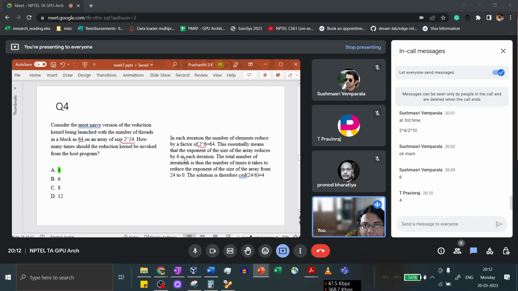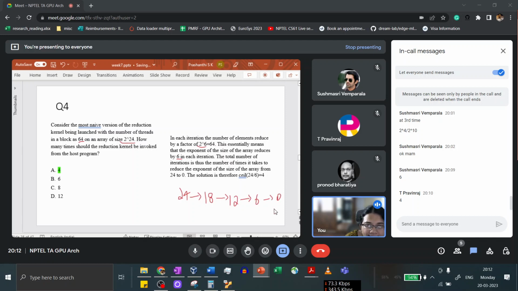Here there is a minus 6 because your number of threads per block is 64, which is 2 power 6. So first your exponent is 24 because your array size is 2 power 24. After the first iteration it reduces by 6. It becomes 18. Basically it is 2 power 24 divided by 2 power 6, which is 2 power 24 minus 6. Right? In the next iteration it goes to 12. Then in the next iteration it goes to 6. And then it goes to 0.